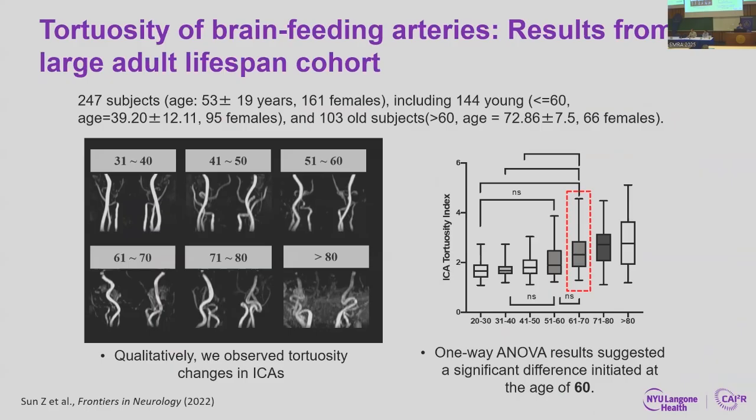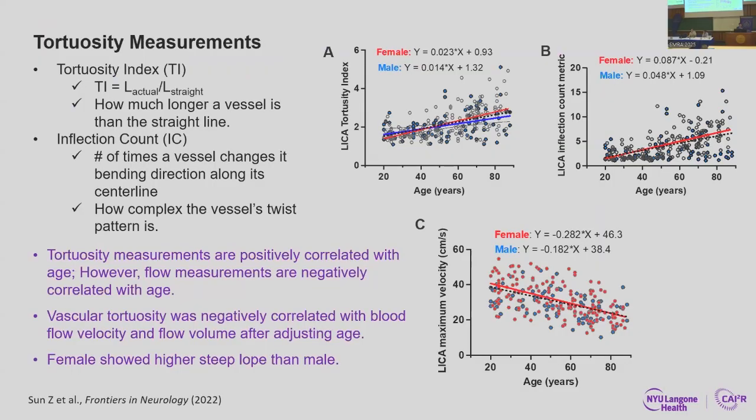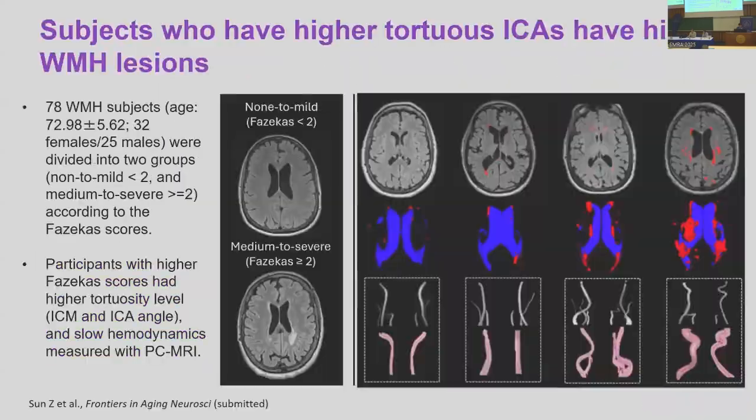Using large adult lifespan data sets, previously we showed that with increasing age, the internal carotid artery also becomes more tortuous. And the starting point of this significant change is actually around the age of 60. We also see a positive correlation between the tortuosity severity and age. And the blood flow measured on the PC is also decreased with age.